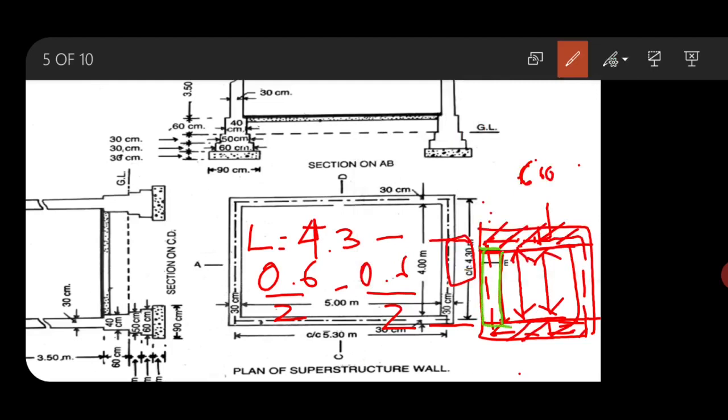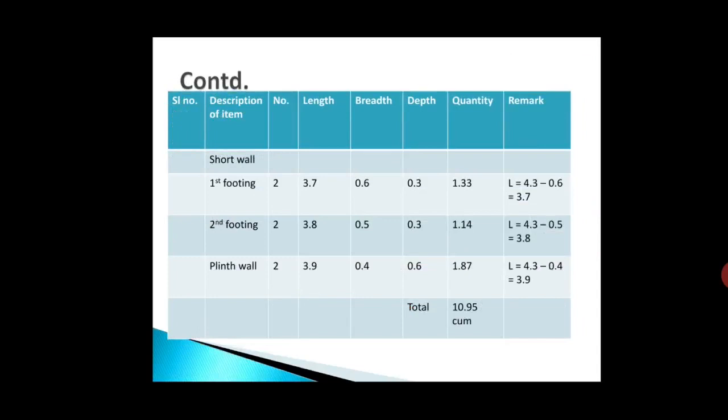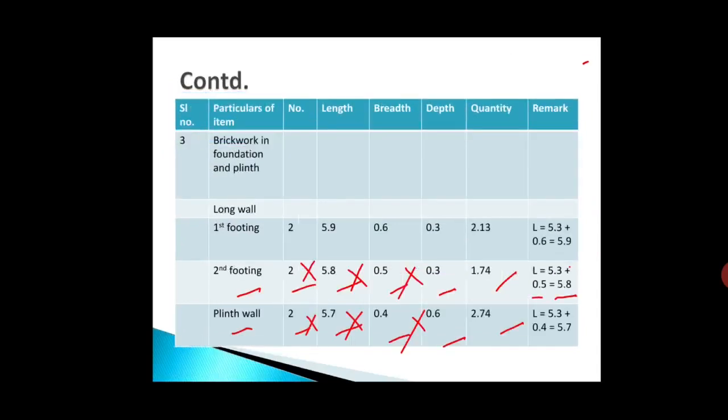So, this length will be equal to center to center length minus width of the work. Center to center length is 4.3, width of the work is 0.6. So, by subtracting this we will get the length. Then what about the breadth? The breadth is 60 centimeter, as we are doing the first footing work, and thickness will be thickness of the first footing, that is already 30 centimeter. So, now we will move to our details of measurement form in order to put the values. So, this one is over: long wall, first footing, second footing, plinth wall.